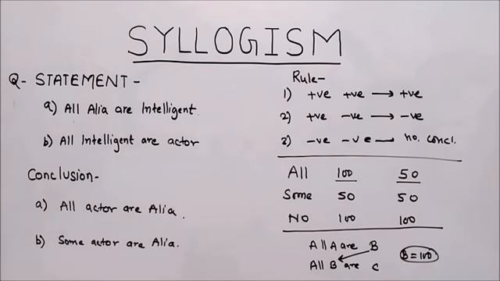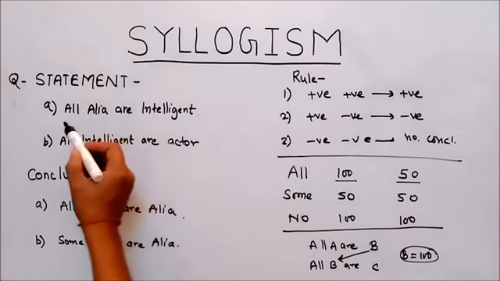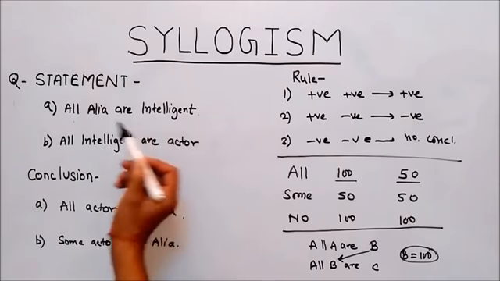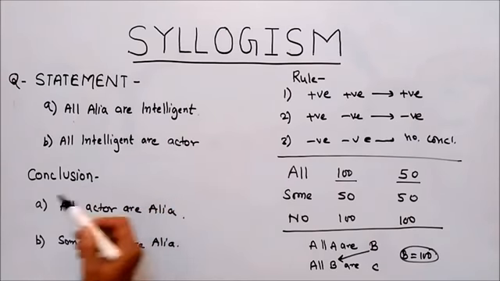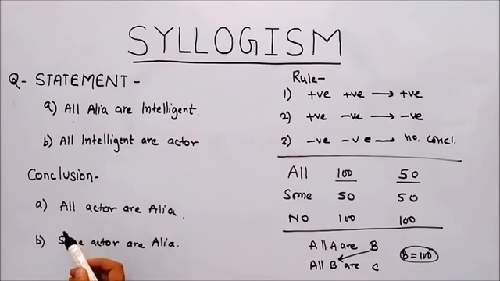Now let's start the question. We have two statements here. All Alia are intelligent, and the second statement is all intelligent are actor. Now we have two conclusions here. First, all actors are Alia. Second conclusion is some actors are Alia.